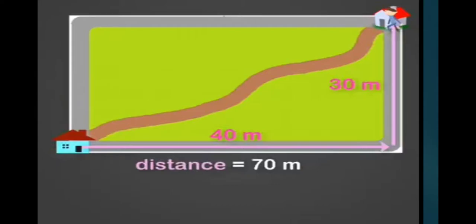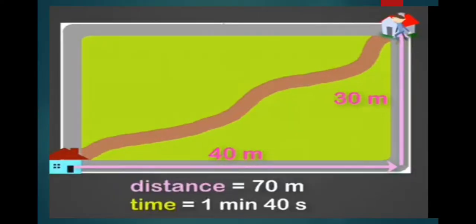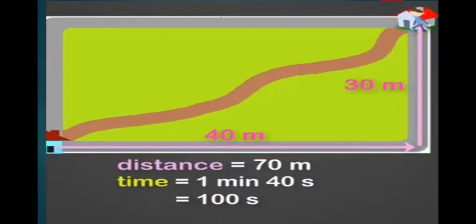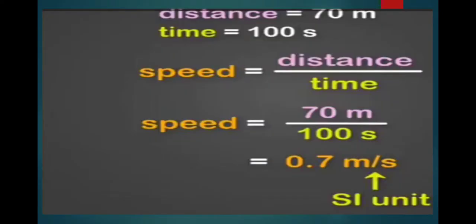Now let's say you took 1 minute 40 seconds to reach your friend's house. So how many seconds is that? That's right, 100 seconds. Now let's apply the values and calculate your speed. So speed is going to be 70 meters by 100 seconds, so that is 0.7 meter per second. That's the SI unit of speed because it's distance by time, so the unit is meter per second.